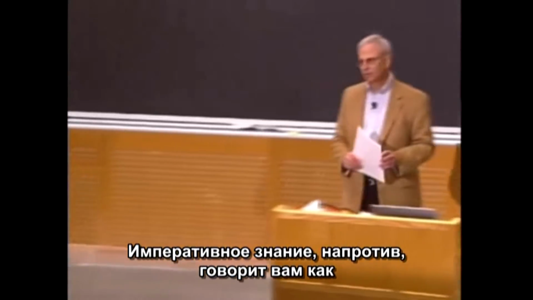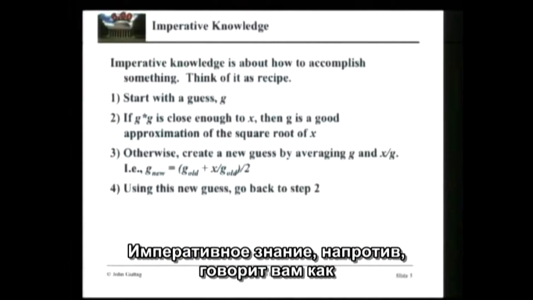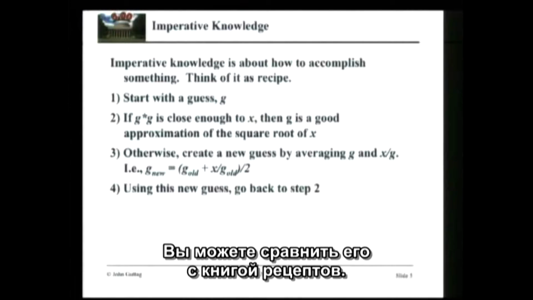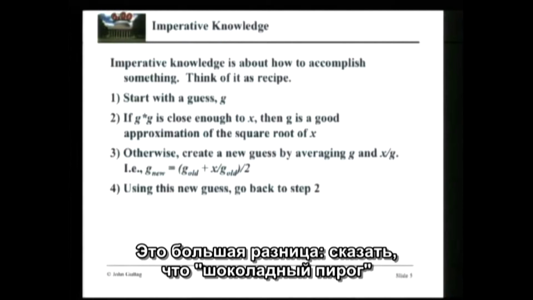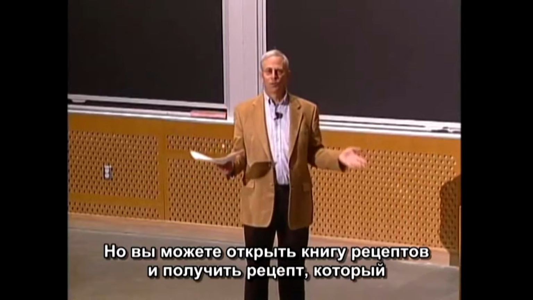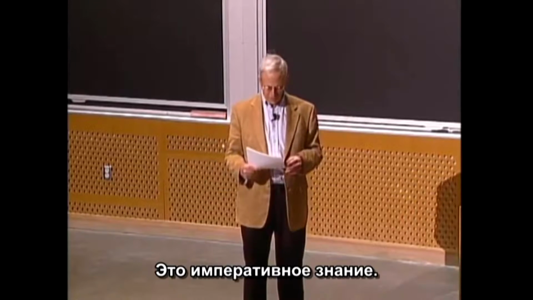Imperative knowledge, in contrast, tells you how to solve a problem, how to accomplish something. So you could think of it like a recipe in a cookbook. It's one thing to say a chocolate cake is something that tastes delicious and is bad for you. That's declarative knowledge. But you can open a cookbook and get a recipe that tells you how to make a chocolate cake. That's imperative knowledge.